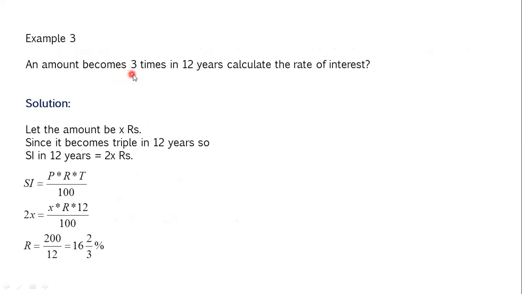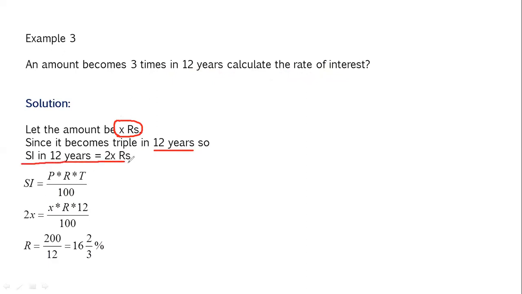Now, example number 3: amount becomes 3 times in 12 years. Calculate rate of interest. So let that amount be X. So I am assuming capital P as rupees X. Now, since it becomes triple in 12 years, so what will be SI? SI will be 2X. How?